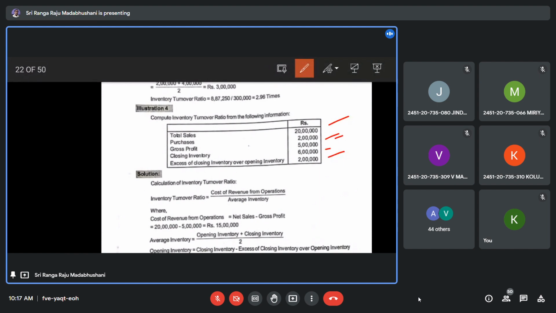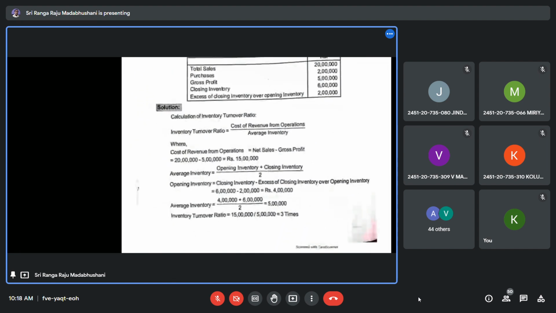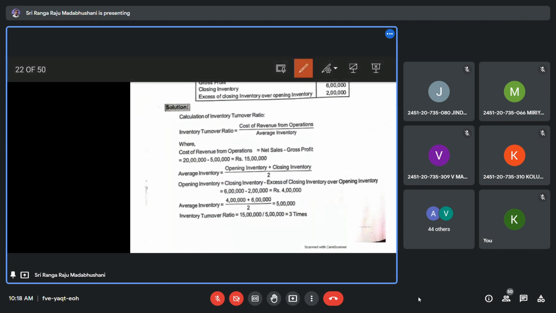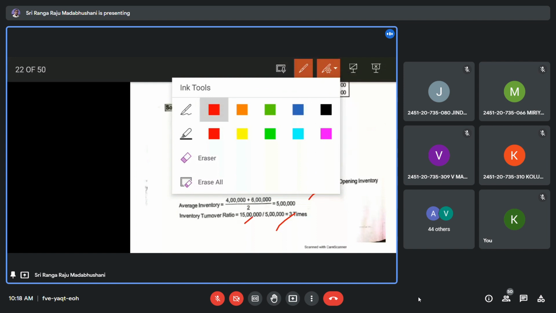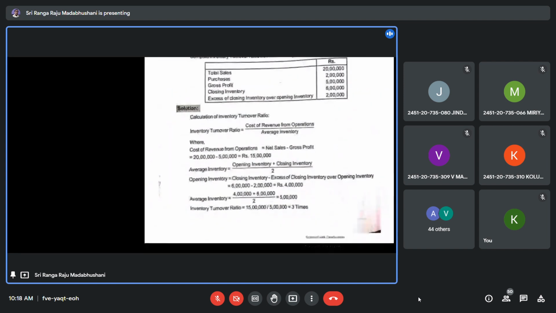Cost of revenue from operations, net sales minus gross profit. Net sales is given minus gross profit. So that is 15 lakhs. Then average stock, 6 lakhs and 4 lakhs. So closing inventory minus excess of closing inventory over opening inventory. So 6 lakhs minus 2 lakhs, that is 4 lakhs. So 5 lakhs. 15 by 5. So 3 times. It is just 3 times.